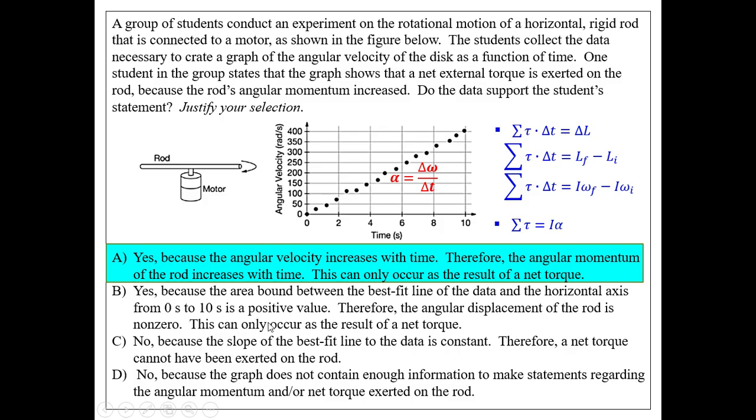It says this can only occur as the result of a net torque. Well, not really. You can move at a constant velocity and have a positive area. Just because you have a positive area doesn't mean you have a net torque, because you can have a positive area and be moving at a constant rate, and if you're moving at a constant rate, there is no angular momentum. So this justification kind of, I think, falls short of that. And C and D are kind of whack. Okay, so if you know your torque, I think A just kind of sticks out.